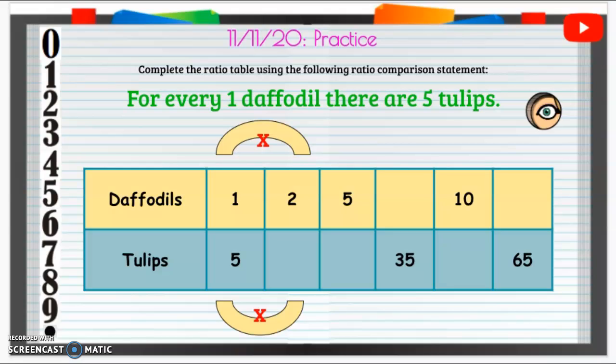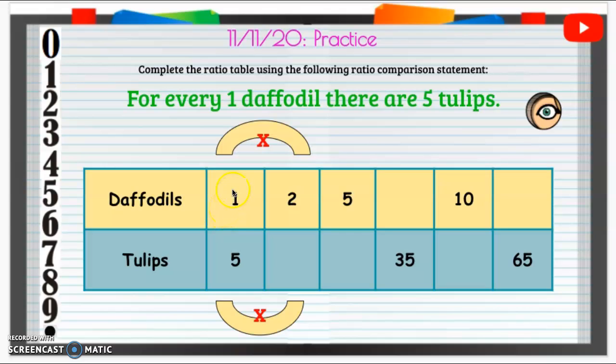November 11th, 2020 practice. Complete the ratio table using the following ratio comparison statement. For every one daffodil, there are five tulips. So I have daffodils and tulips. So for every one daffodil, there are five tulips. All right, let's fill in the rest of the table.